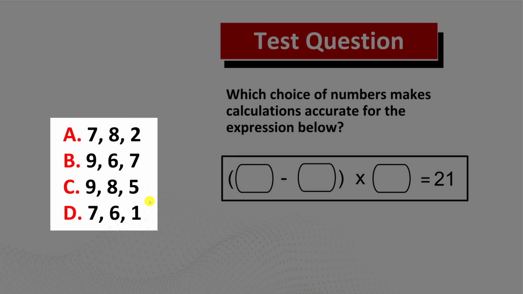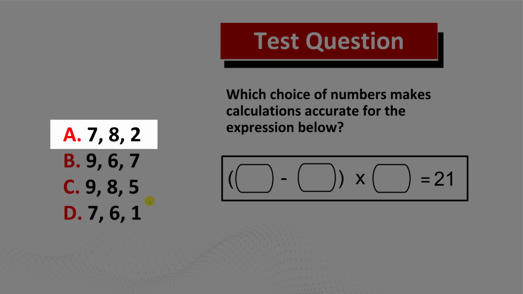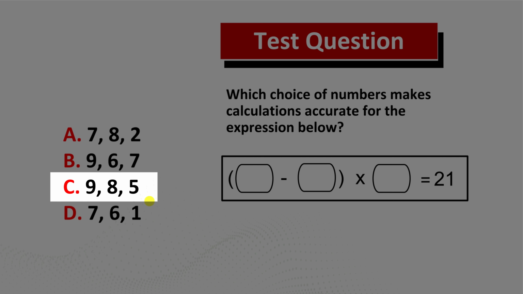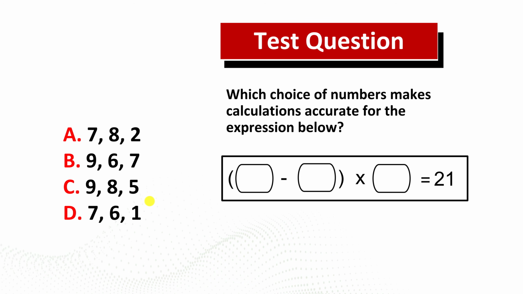And you have 4 different choices. Choice A, 782, choice B, 967, choice C, 985, or choice D, 761. Feel free to pause this video and try to solve it. And if you came up with the answer, feel free to post it in the comment section of this video and I'll give you my feedback.